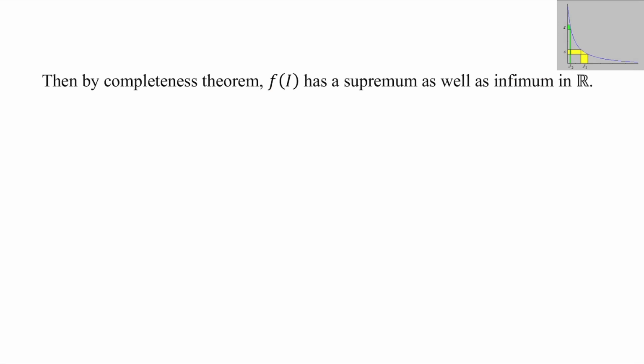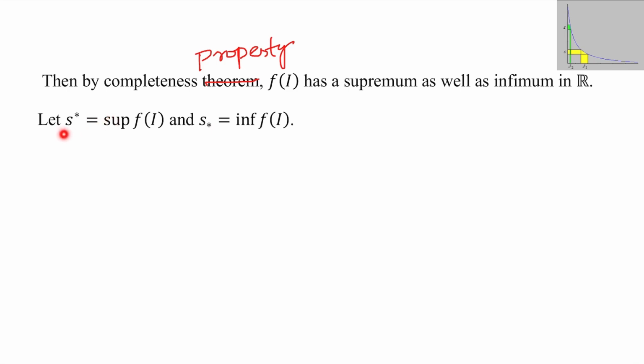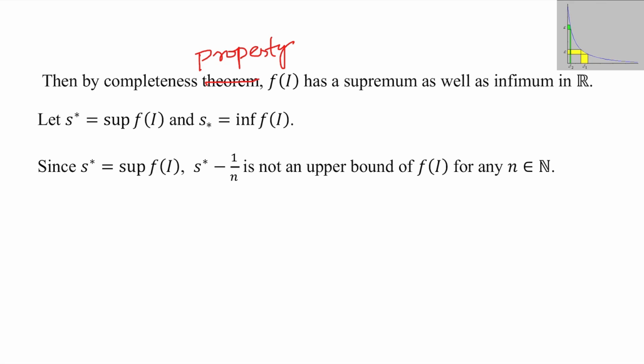Then the completeness property of R says that this range set f of I has a supremum as well as infimum in R. This is not completeness theorem, it is completeness property of R. Okay, so f of I will have a supremum as well as infimum in R. We will denote the supremum of f of I by s upper star and infimum of f of I by s lower star. Now, we know that supremum means it is the least upper bound.